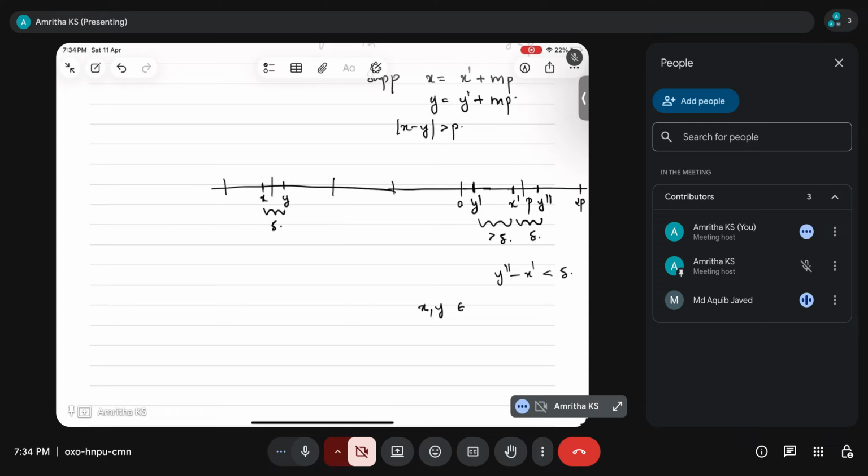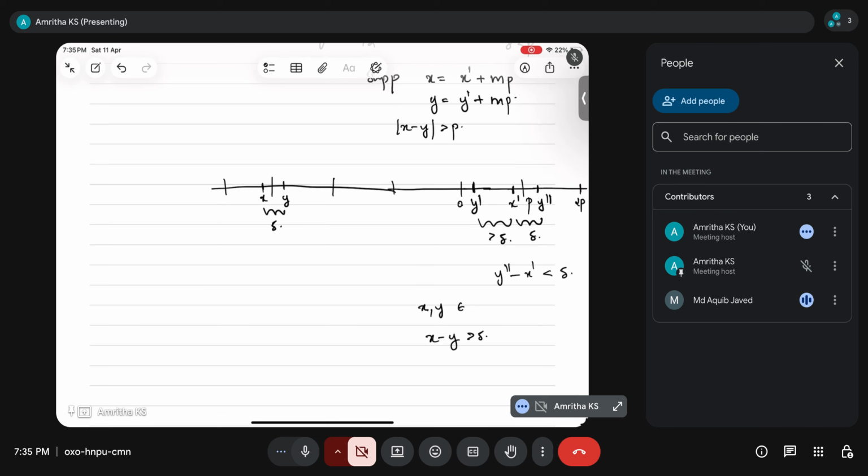Between x and y there is some point we should use. If x minus y is greater than delta... which one? If this x minus y is greater than delta.